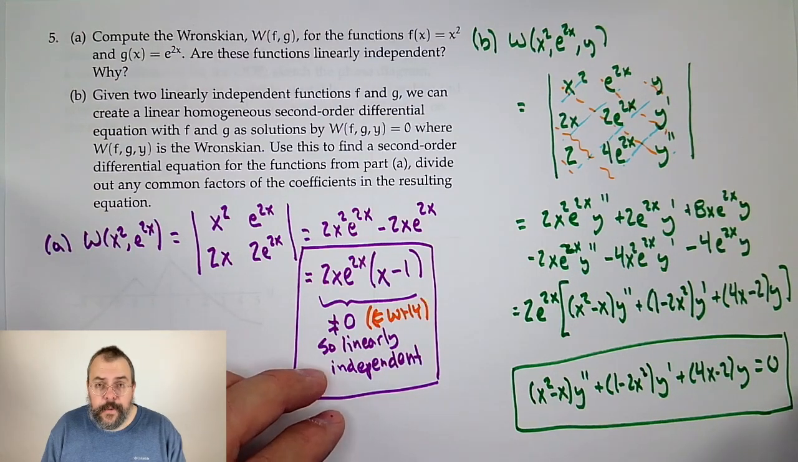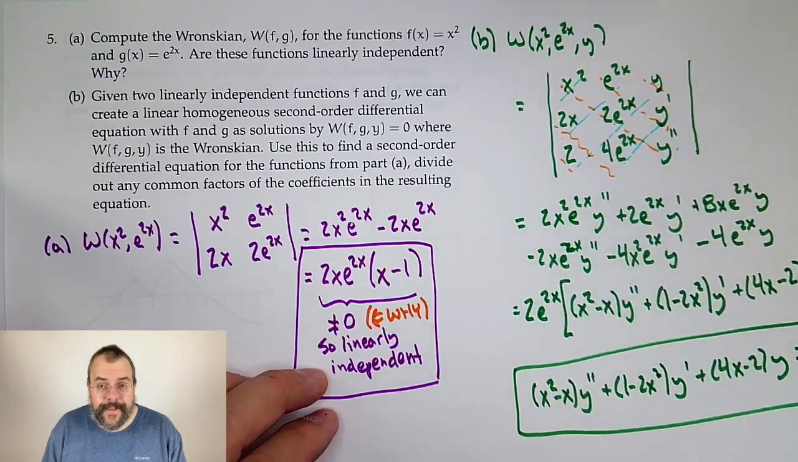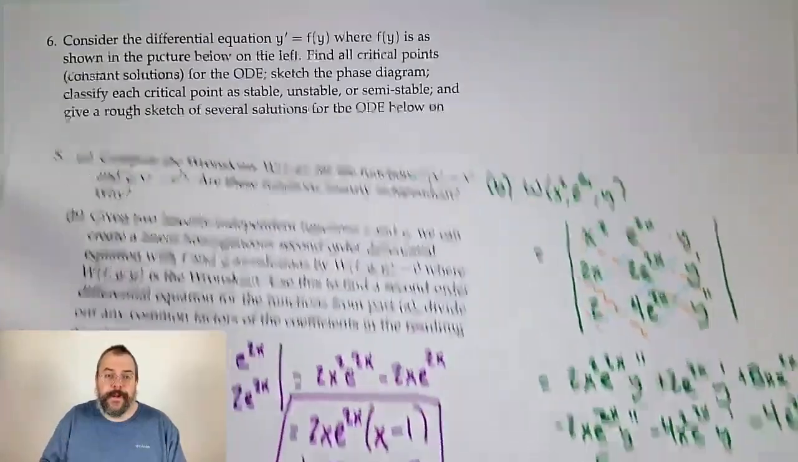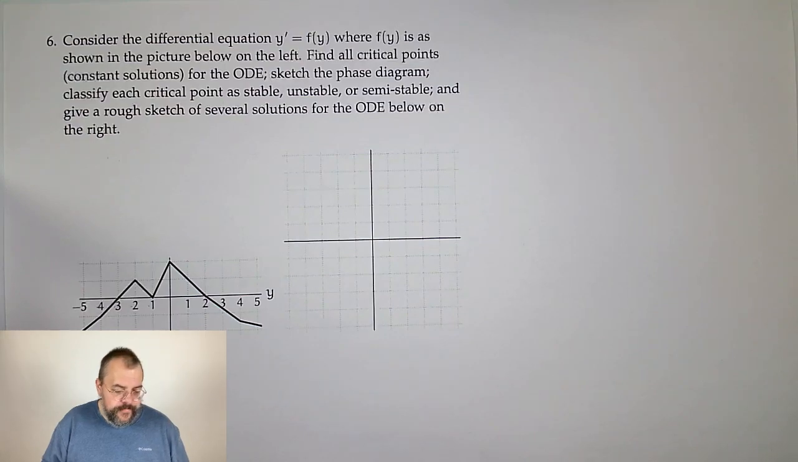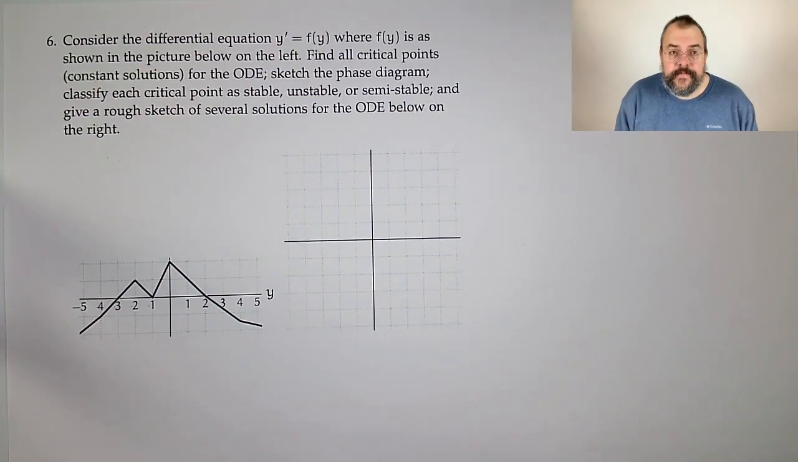But for us, we're going to go on faith that we did it right and say, look, one last problem to go. Number 6. Consider the differential equation y prime equals f of y. That means it's an autonomous differential equation.